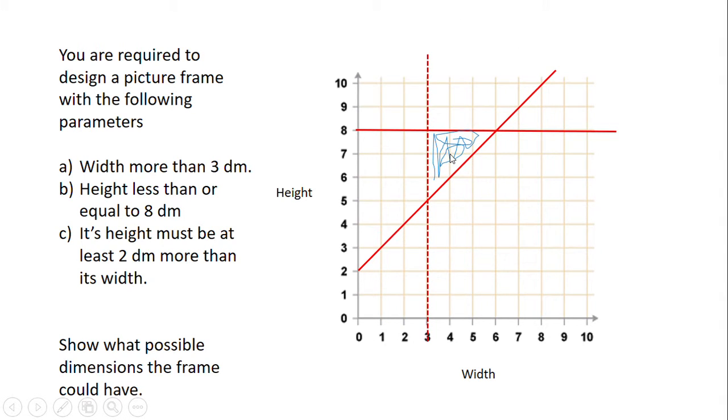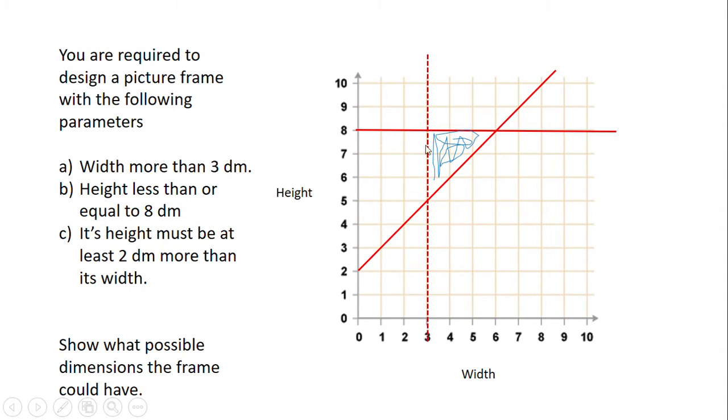Let's pick that point there. Its width is more than 3. Its height is less than or equal to 8. Its height is at least 2 decimeters more than its width. Okay, the height is 7, the width is 4, so it is at least 2 decimeters more than its width.